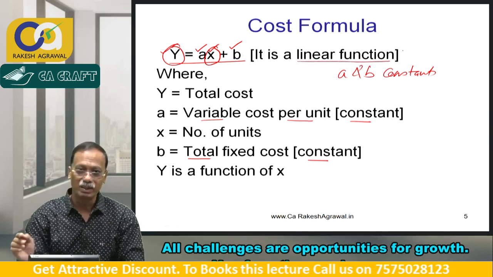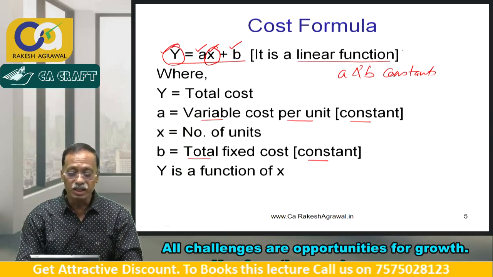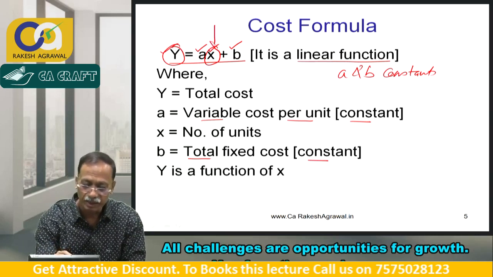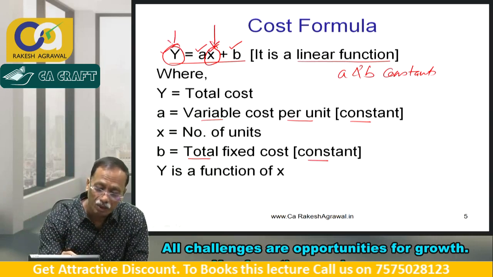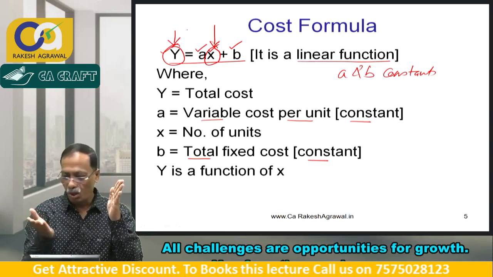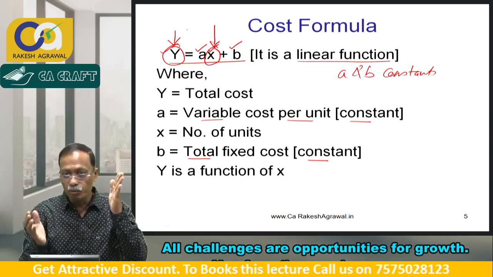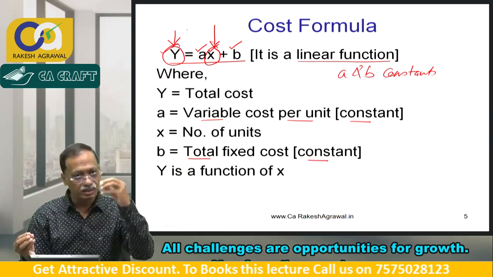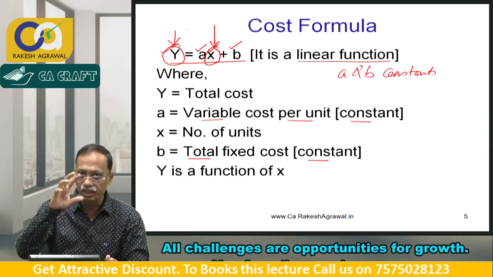You are students of mathematics, so I need not tell you this, but still for some people: why is it called a linear function? If you plot the values of x on the x axis, that is, the number of units, and the corresponding values of y, that is, the total cost, on the y axis. And if you plot the points, the coordinates of x and y, taking 3-4 values of x, you will get corresponding values of y, so you will get 4 coordinates.